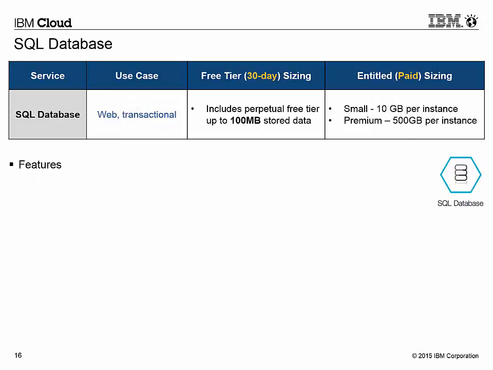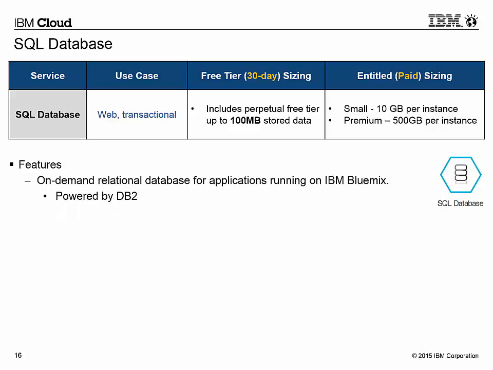Now let's look at the SQL database service. This is a relational database service available in Bluemix that's powered under the covers by DB2. Like all our other services, it has a perpetual free tier. In the case of SQL database, this includes up to 100 megabytes of data. And there are 2 other tiers available to scale up into as your needs grow.